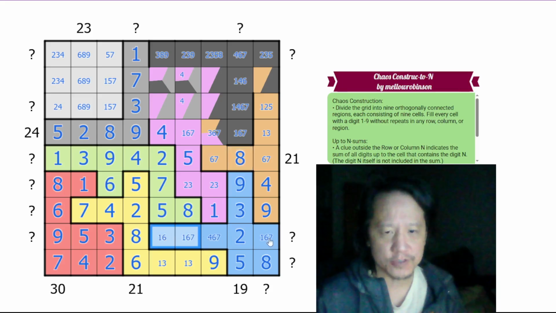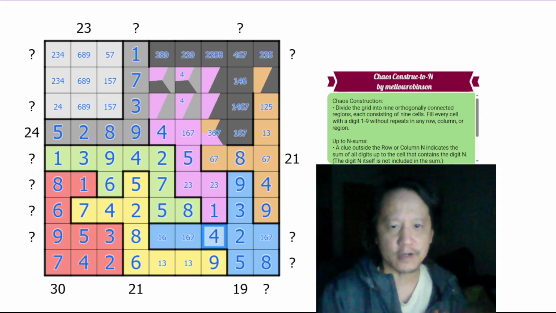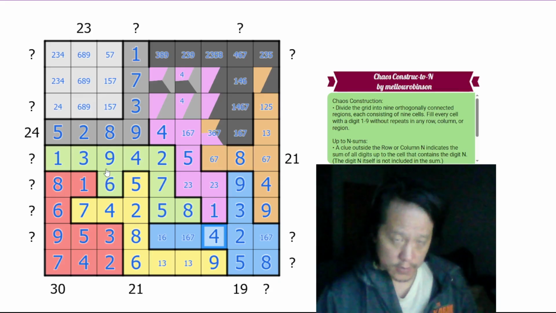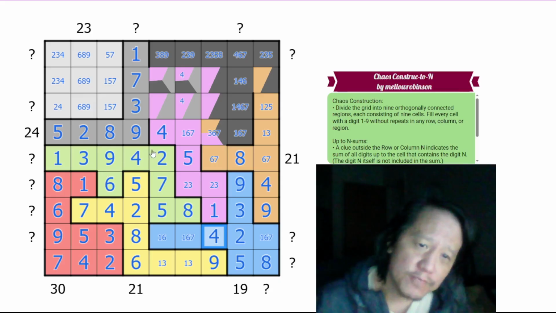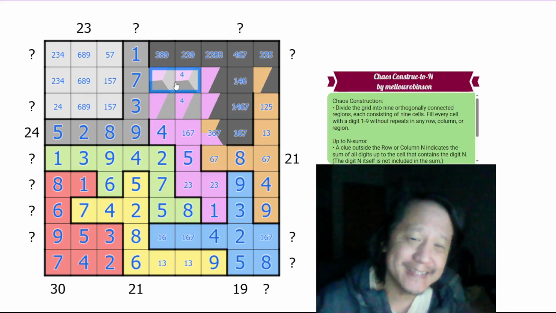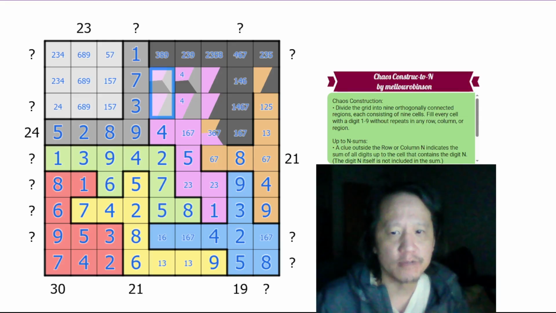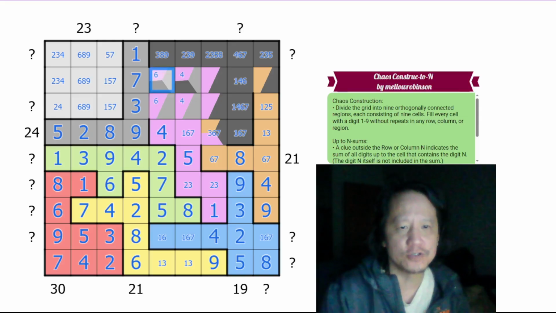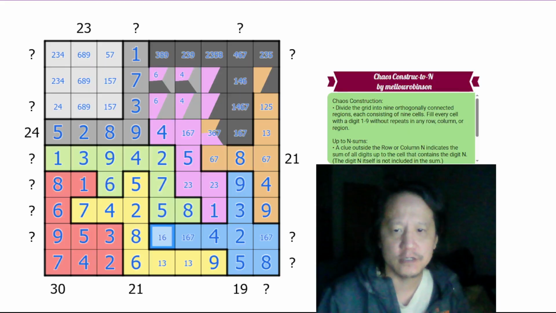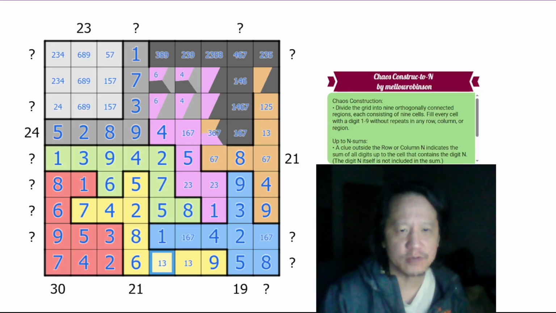This can't be 4, this can't be 4, this can't be 4. Where's the 4 in the blue region? It must be there. We have to have a 4 and a 6 in the gray region. So 6 has to be one of those two, because 4 has to be one of these two. Well, that 6 eliminates 6 here, so this is 1, which eliminates 1 here, so it's 3, which eliminates 3 here, so it's 1. So these cannot be 1 anymore.